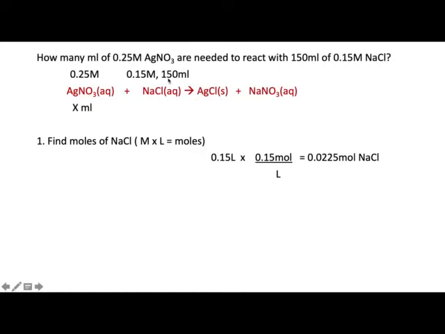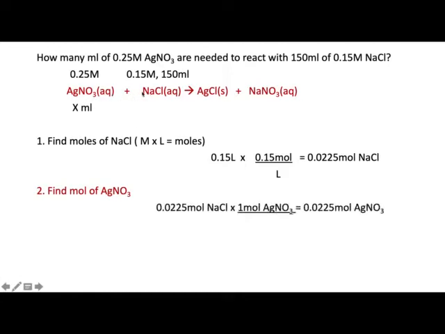Now, I went from 150 milliliters. Dividing it by 1,000 will give me liters. So that's how we get to 0.15 liters. And now the liters would cancel out, and I get this many moles of sodium chloride. For the second step, I'm going to find the moles of silver nitrate that are needed to react with the sodium chloride. For that, all I need to look at is the 1-to-1 mole ratio from the balanced equation. And so the moles of silver nitrate will equal the number of moles of sodium chloride.